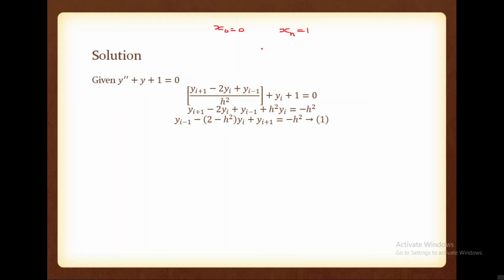Please note, n is not given, so we have to take a value for n. If you take a large value for n, the solution will become more accurate. But from the exam point of view, we don't have that much time, so you can take n equal to 4 if it is not given. You can solve this problem by taking n equal to 4. That one is homework for you.